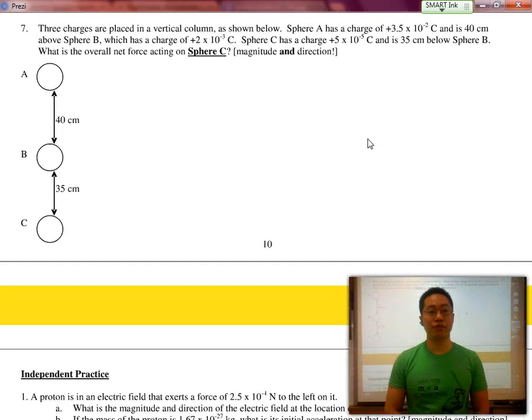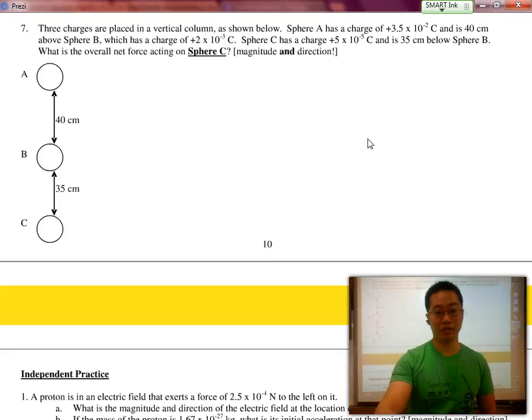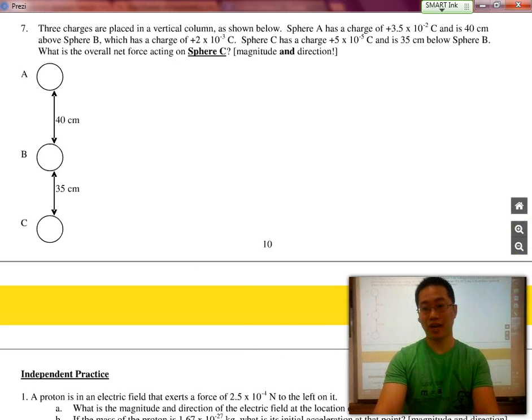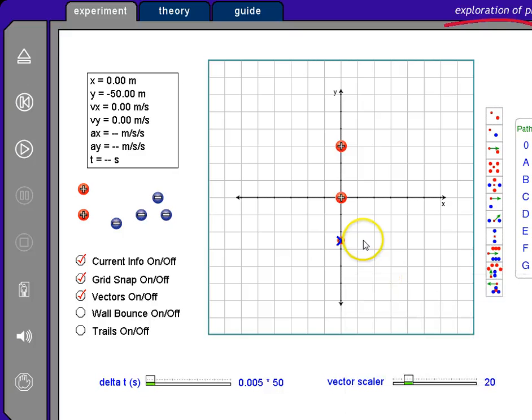For our next question, we have 3 charges placed in a vertical column, and they're all positive, and they're asking for what's the net force on sphere C. So if we're actually to take a quick look at this example over here, I have 3 positive charges, the first charge, second charge, and the third charge. And the first 2 charges are being held in place while the third charge is being let go. So because they are all positive, they are all going to repel each other. You can see, in fact, that positive charge gets repelled away.